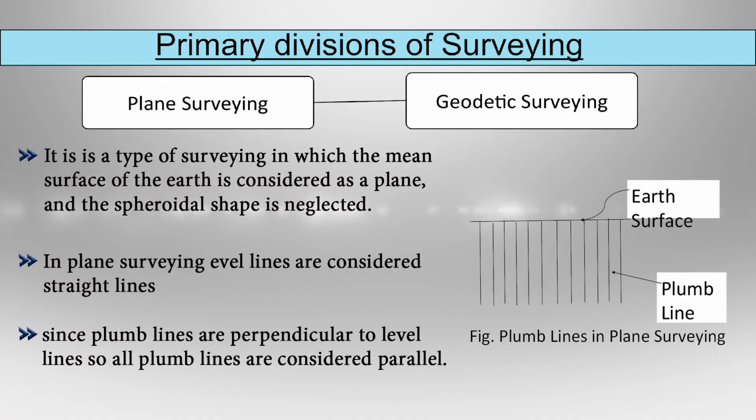So when a level line is a straight line, and we know plumb lines are perpendicular to the level line, all plumb lines are considered parallel in plane surveying. I think you can see this in this particular figure.